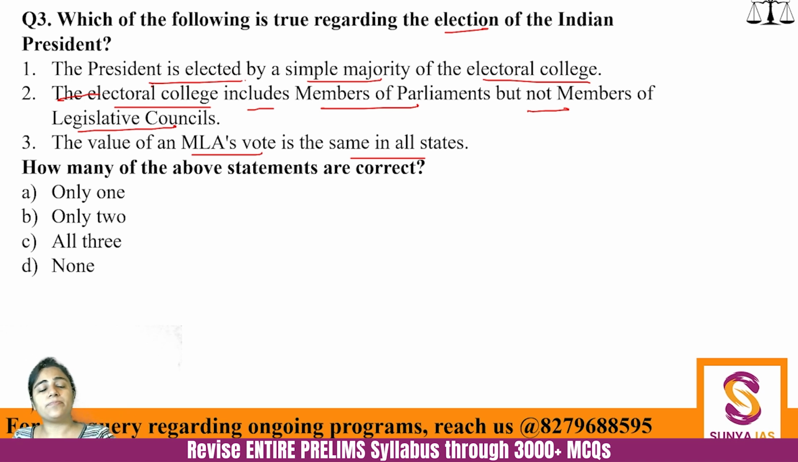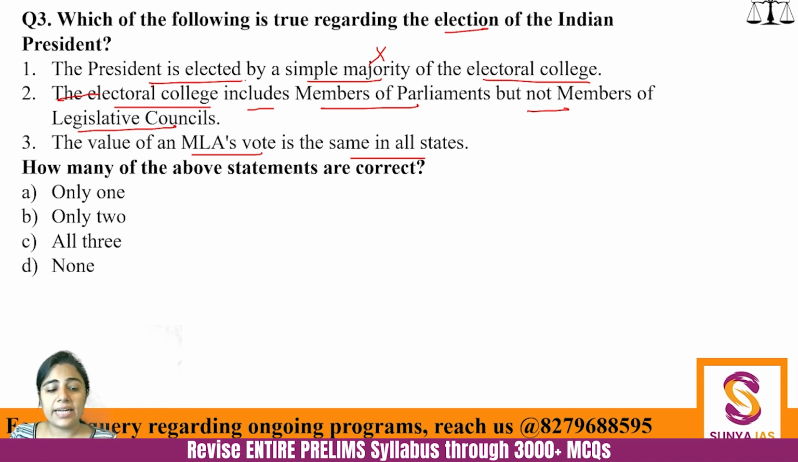See, the thing is that we need to find the absolutely incorrect statement first. So the president is elected by a simple majority? No. They are actually elected by proportional representation by single transferable vote. Okay, we will discuss the method of election just now.